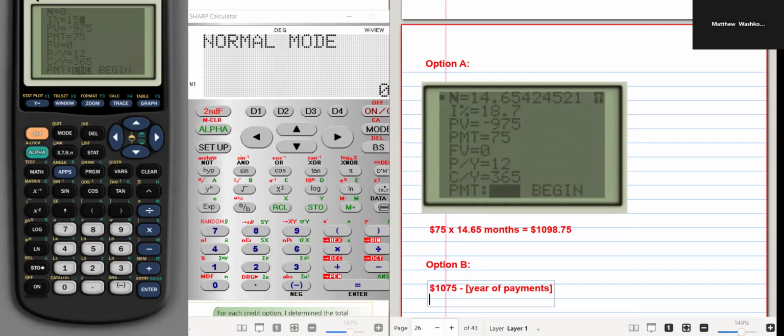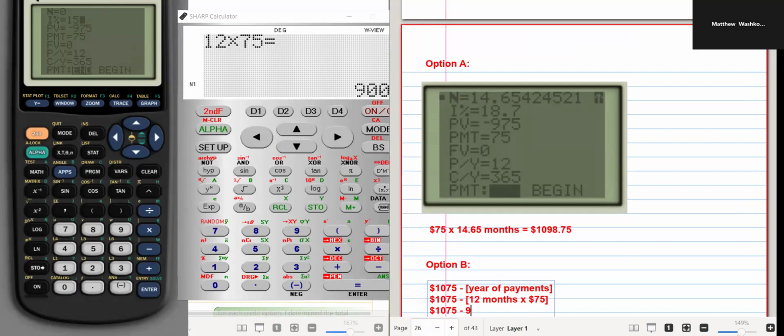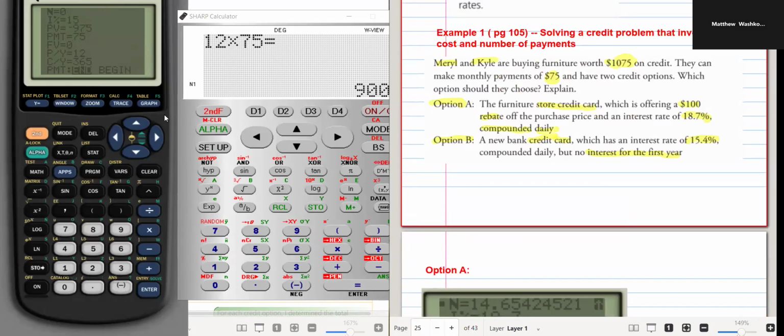So what is a year of payments? Think about this. A year of payments is 12 months times $75 a month, right? $1,075 subtract what's 12 times 75? 900 bucks. So my actual loan itself is only for $175, right? So my present value is $175.